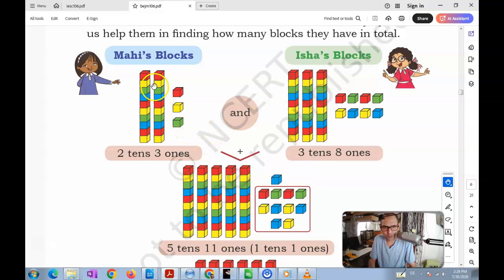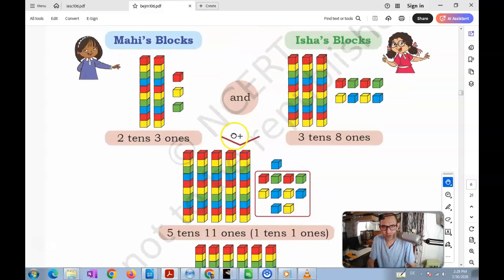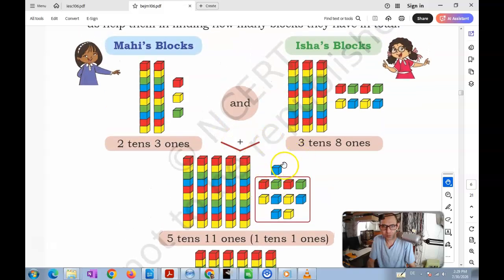So now if I have, for example, 2 groups of 10 and 3 groups of 1, this number would be 23. And if that's Mahi's blocks, and Isha's blocks has 3 groups of 10 and 8 groups of 1, that's a 38. Now you can do your addition using these blocks, and it's easier to put similar things together.